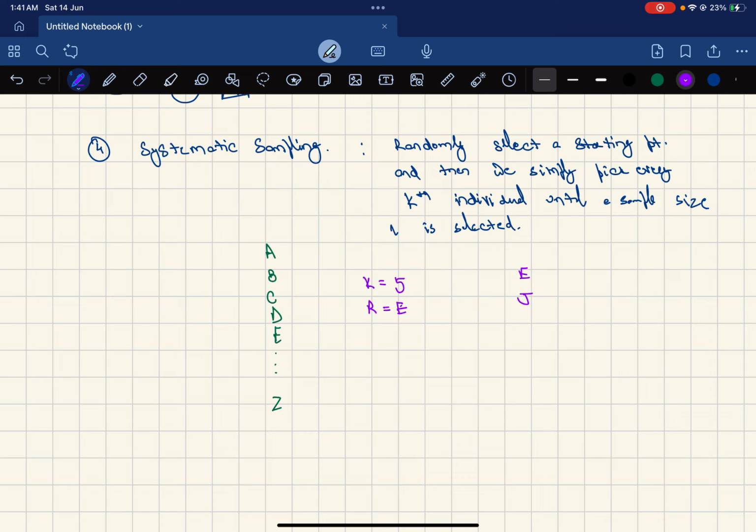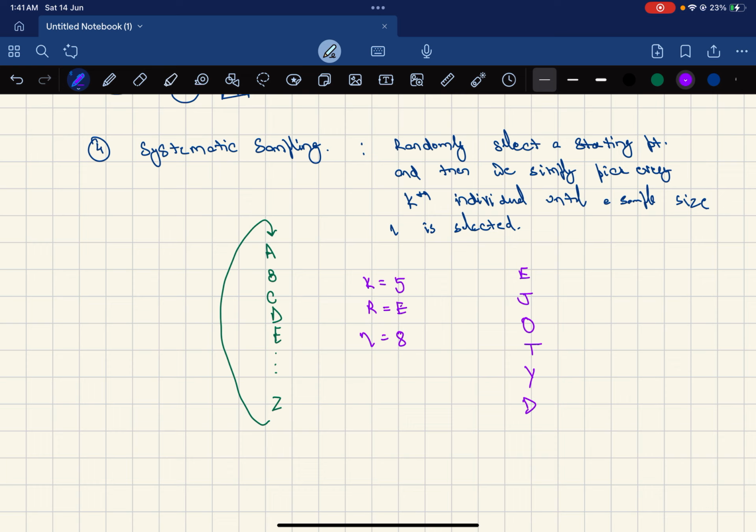Then the fifth person: K, L, M, N, O. So O will be selected. Then P, Q, R, S, T. So T would be selected. U, V, W, X, Y. So Y would be selected. But now let us say we wanted to select a sample size of 8. So we have just selected 5, and clearly we only have students till Z. So what we do is we simply take it in a circular manner. So after Y, we go Z, A, B, C, D. So we'll select D in this particular scenario.